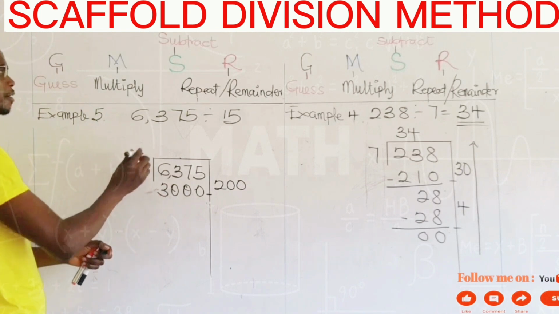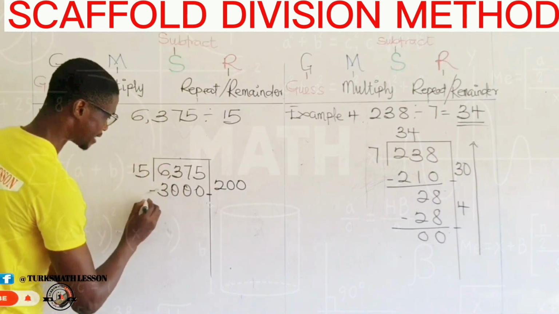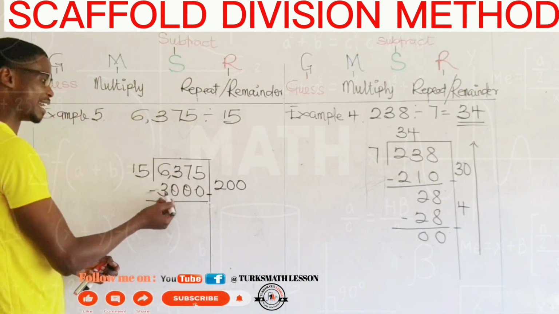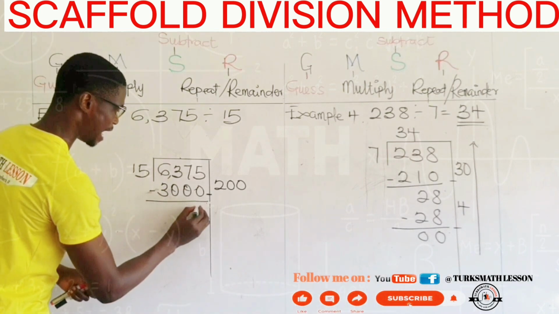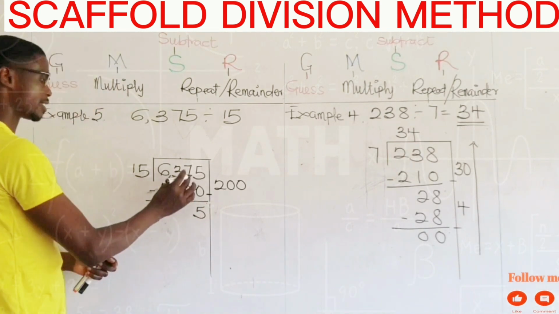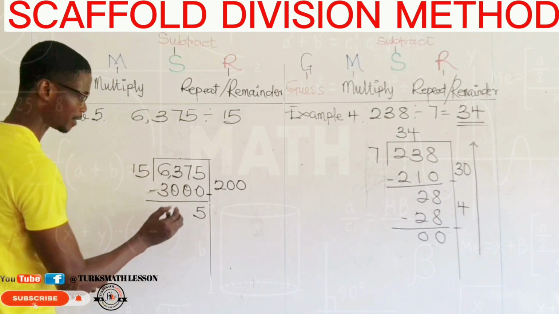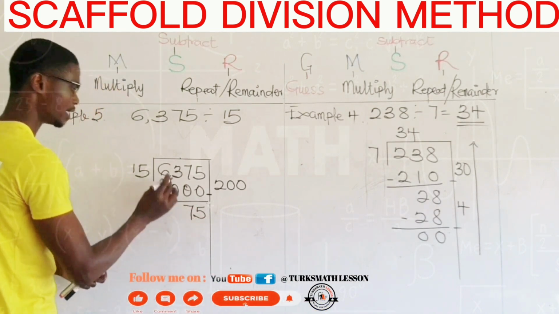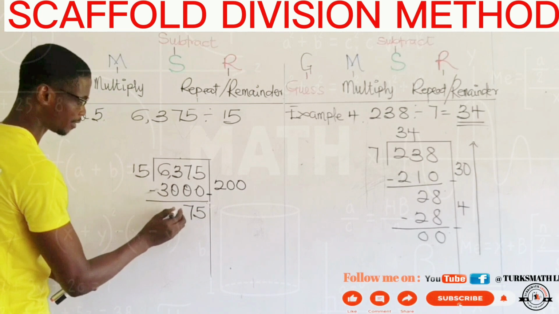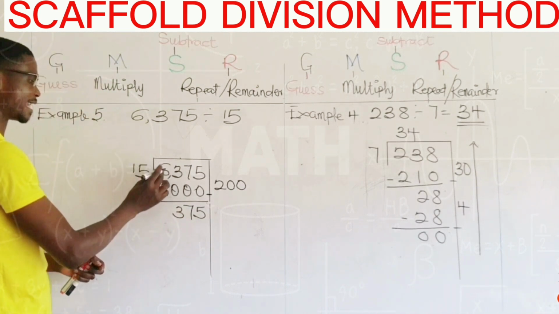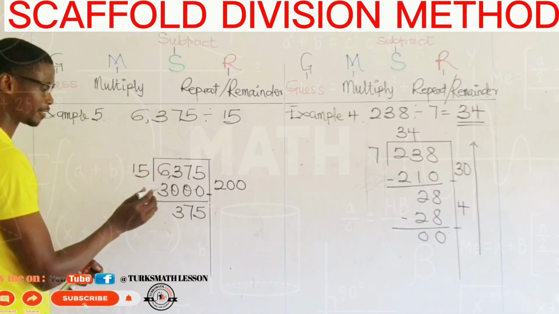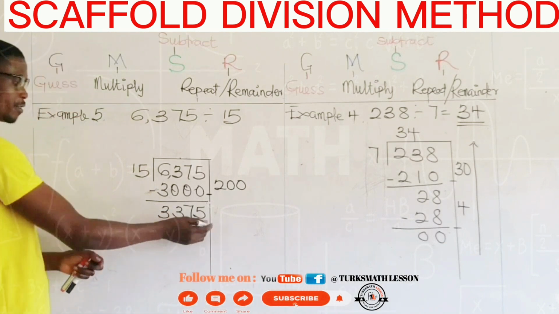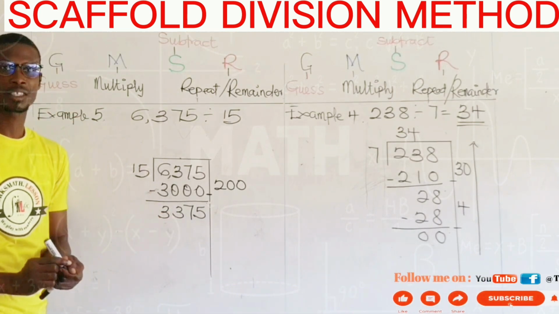So what's the next step now? We subtract. We are going to subtract now. 5 minus 0? 5. 7 minus 0? 7. 3 minus 0? 3. 6 minus 3? 3. You still have 4 digits, so let's guess again.